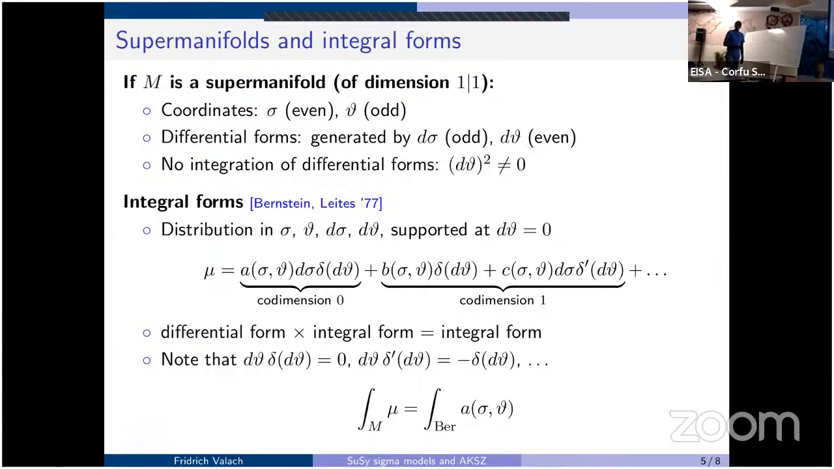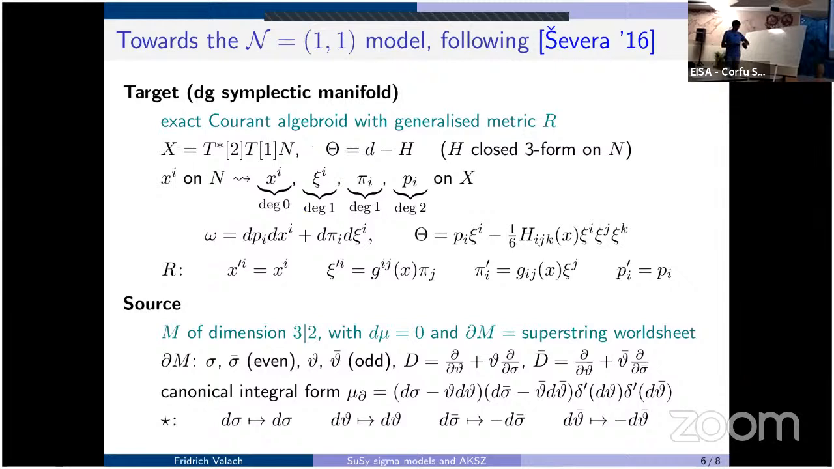Okay, so now, putting things together, let me show you how to derive this model. I want to do the same construction as before, so I need a source and I need a target. Let me first tell you what this target, the G-symplectic manifold, is. I put it here in this teal or blue color, the conceptual object behind it, and then I will break it down into coordinates.